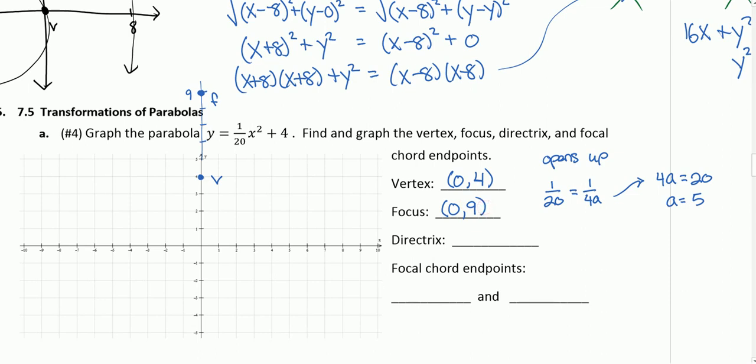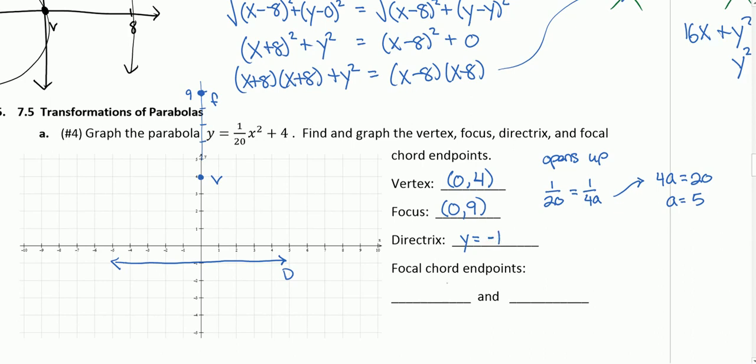Our directrix is going to be 5 below the vertex, which is at negative 1. And it's the equation y equals, any horizontal line starts with y equals, and the height is going to be negative 1, so y equals negative 1.